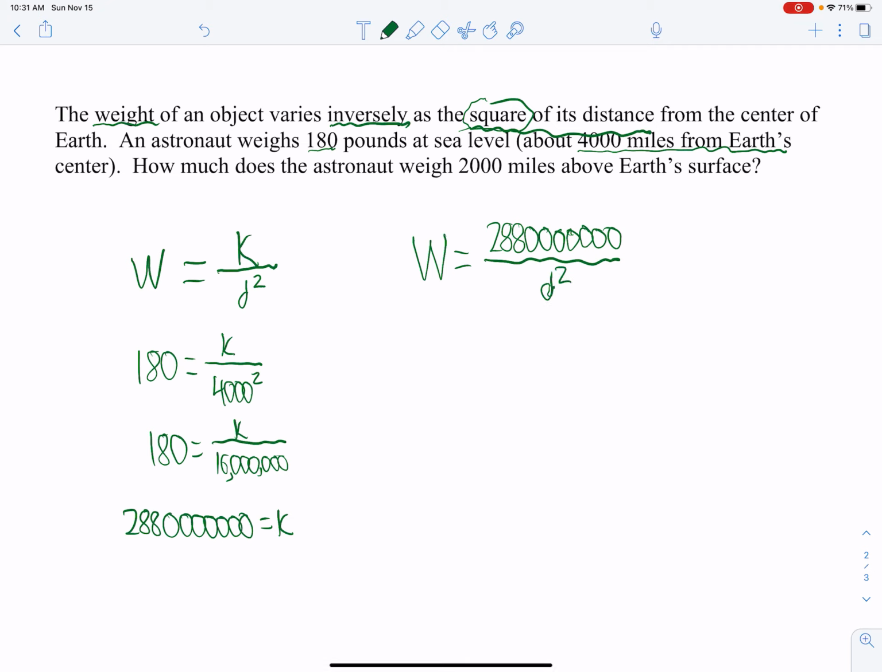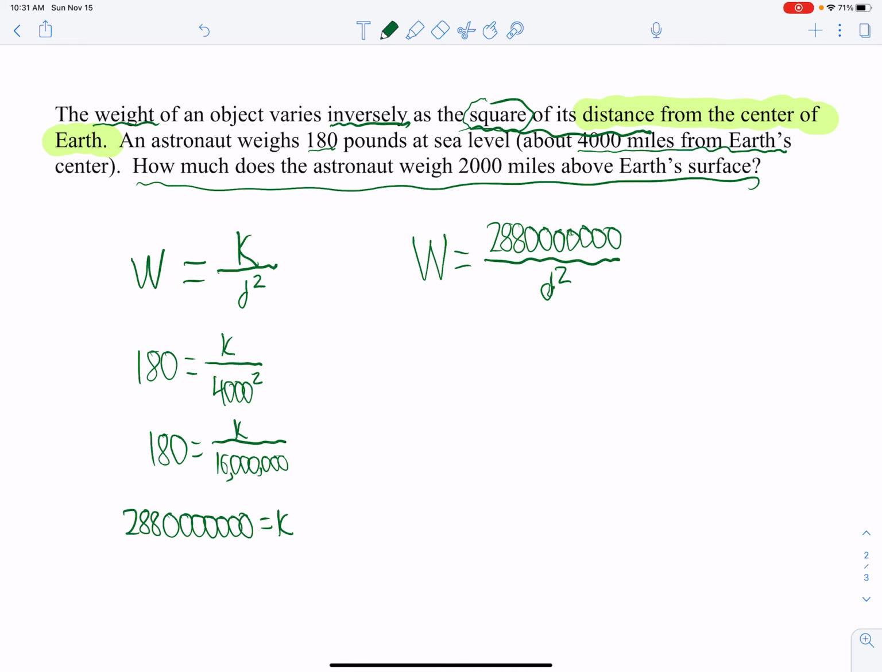Now we'll look at the last question that says, how much does the astronaut weigh 2,000 miles above Earth's surface? The mistake that a lot of students make on this problem is plugging in 2,000 for d. But notice what d is. D isn't distance above Earth's surface. D is distance from the center of Earth.